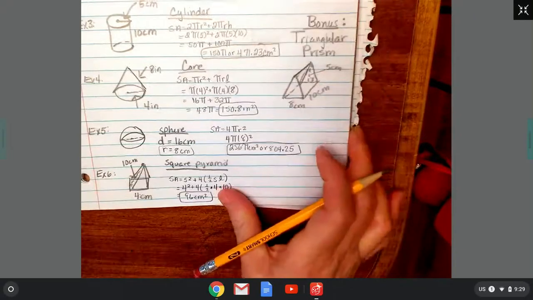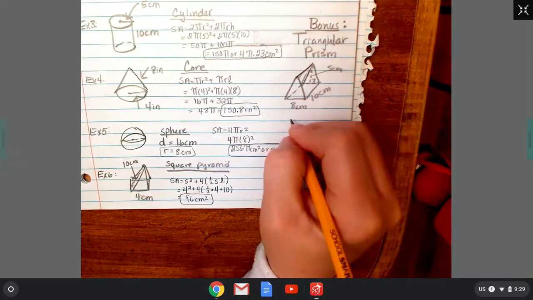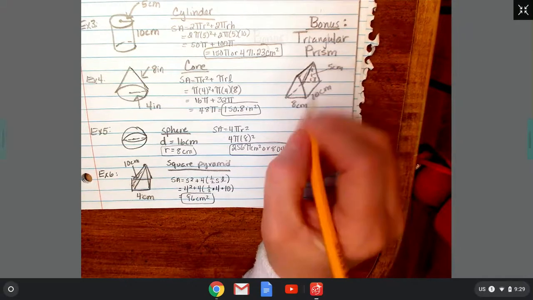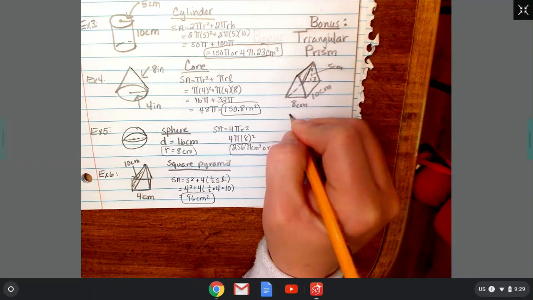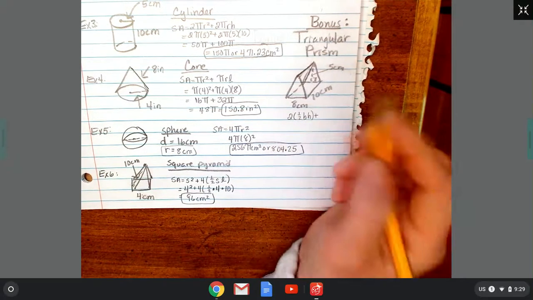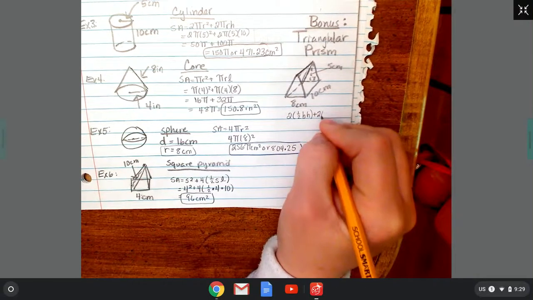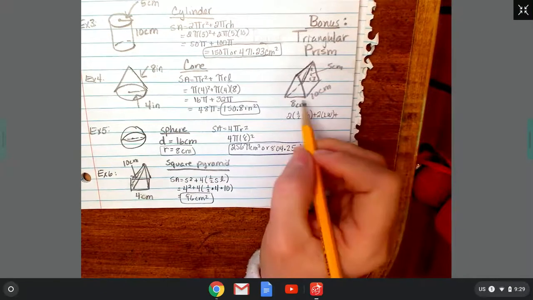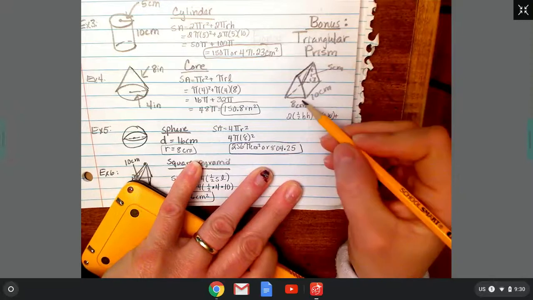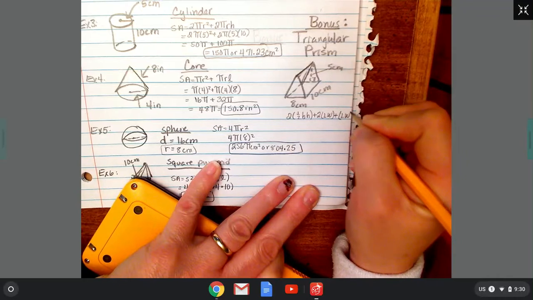Okay, and then the triangle prism. Like I said, this one would be a bonus if you had to do this. But for the triangle prism, you have 2 triangle faces. This one you just have to kind of break into parts. So your triangles would be 2 times 1/2 base height, plus you have 2 side rectangles that are the same, so 2 times your length and width. Plus you got this other rectangle on the bottom. That's a different one, length and width. Just do it that way.